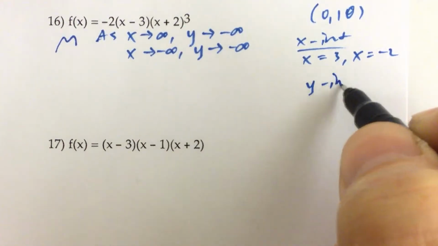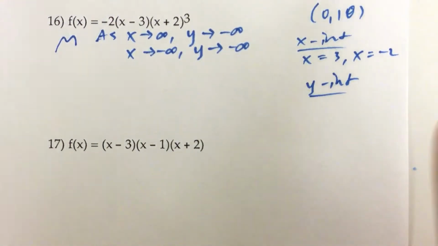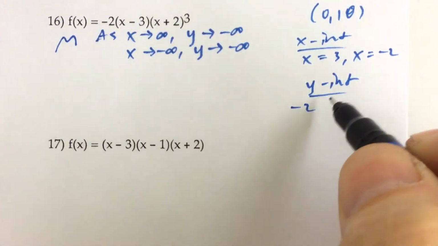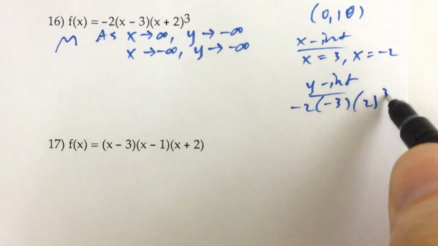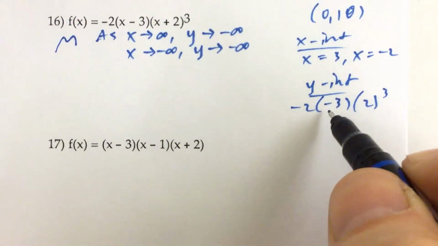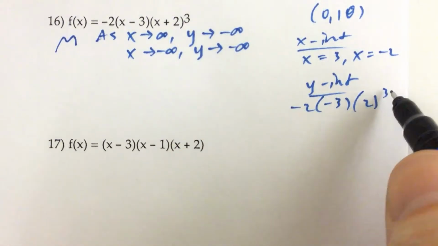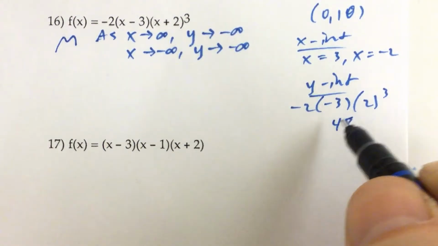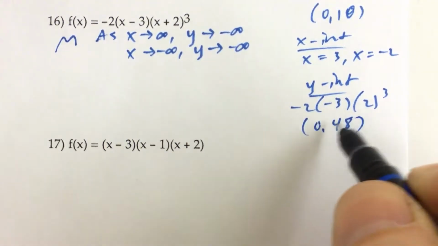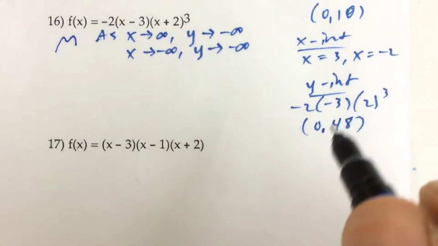The y-intercept, did we talk about that yet? No, I don't think so. So if x is equal to 0, we get negative 2 times negative 3 times 2 cubed. So negative 2 times negative 3 is 6. 6 times 2 cubed, 2 cubed being 8. 6 times 8 is 48. So the y-intercept is 0, 48. Okay? And then what else do we have to do?